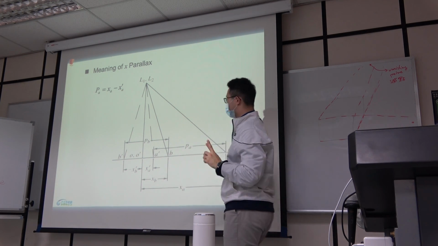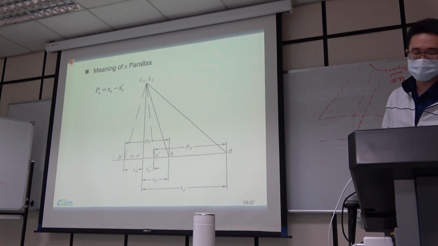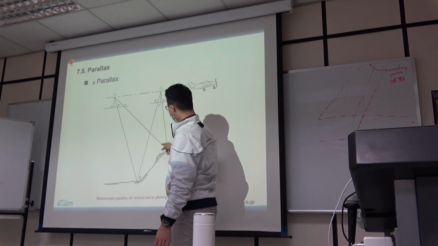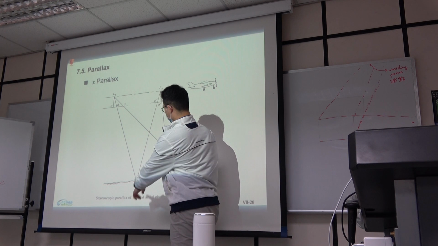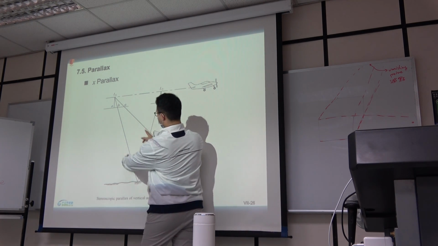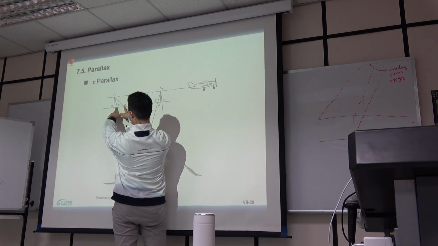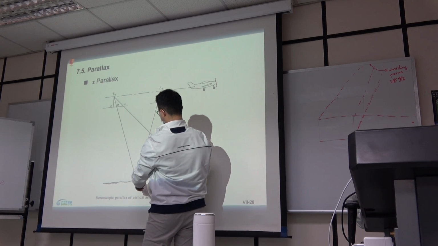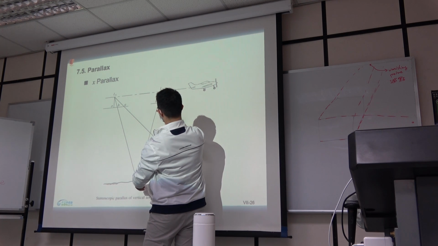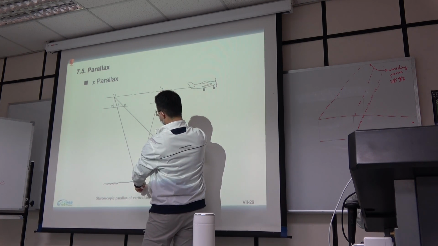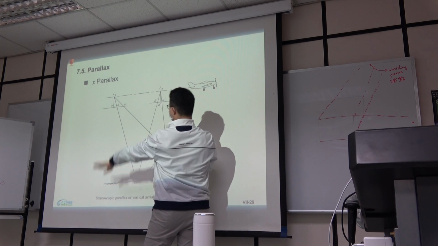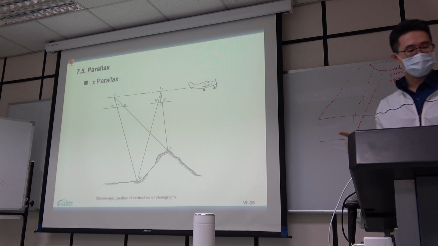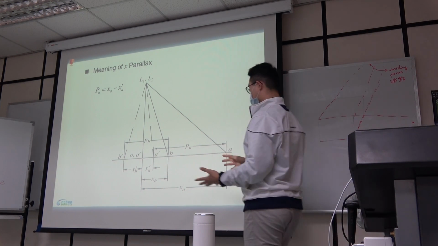However, let's go back to the previous slide. As you can see, for the first image, A and B appear over here, on the right hand side of the image. And for the second image, A plane is over here, near the principal point, and B plane is on the left hand side of the image.